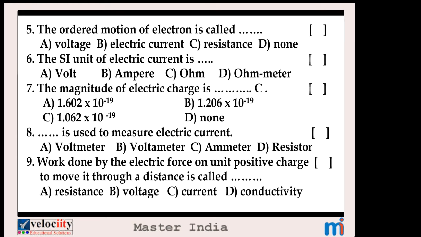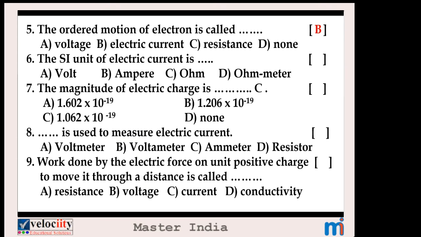Fifth one, the ordered motion of electron is called dash. A, voltage. B, electric current. C, resistance. D, none of these. Correct answer is option B, electric current. The ordered motion of electrons is called electric current.